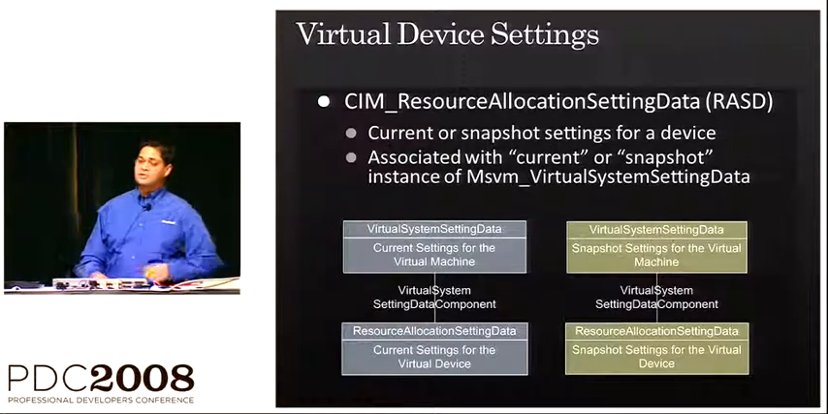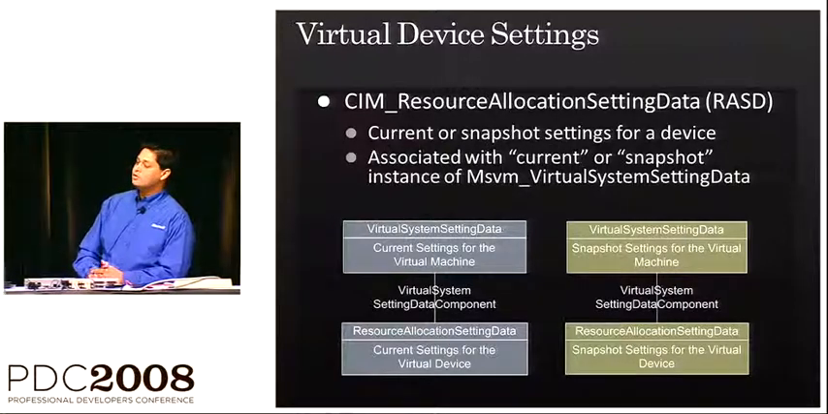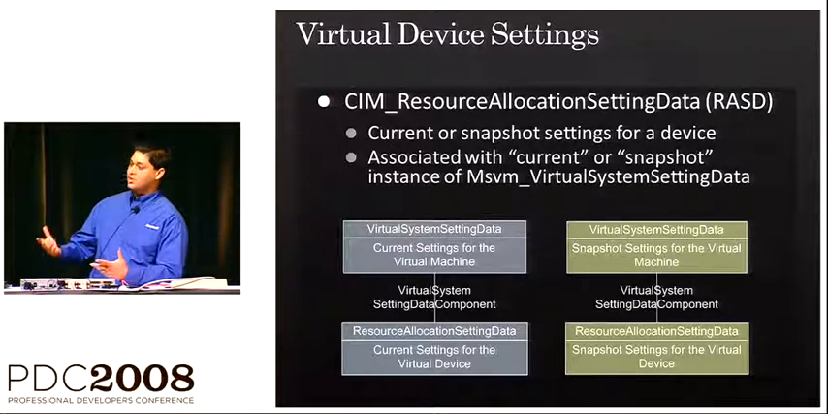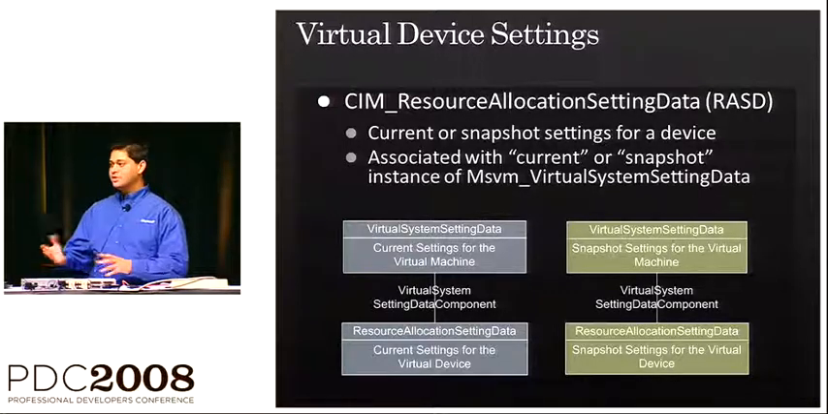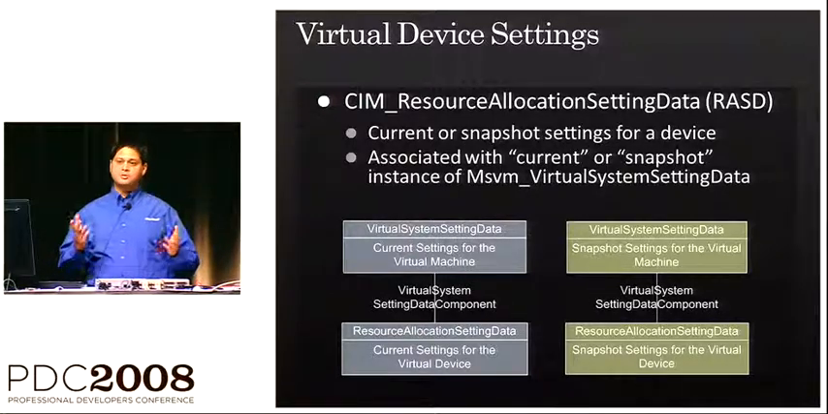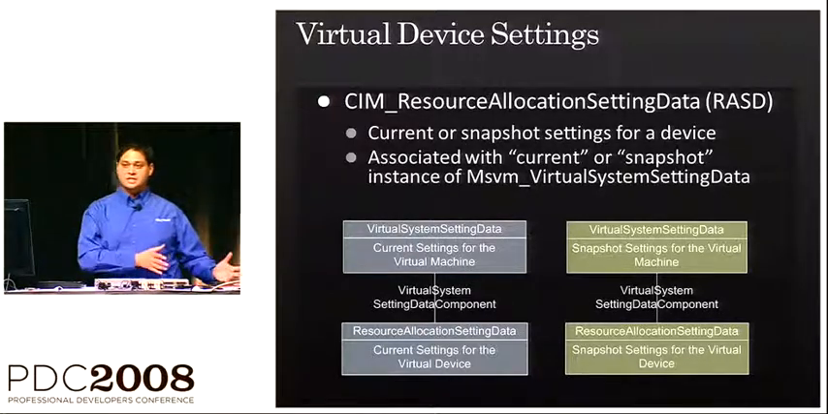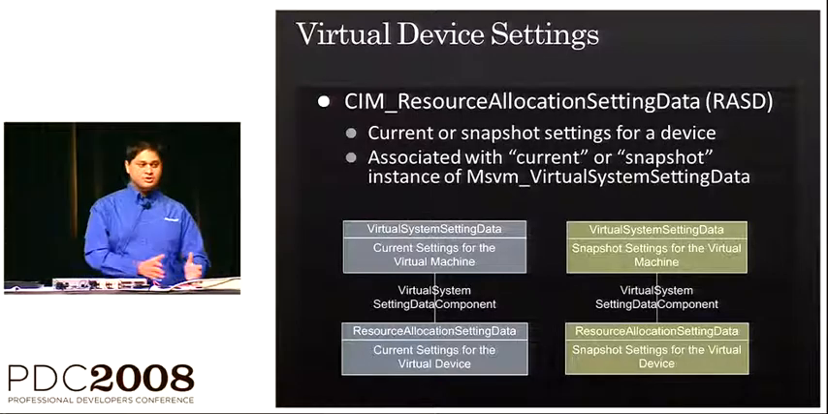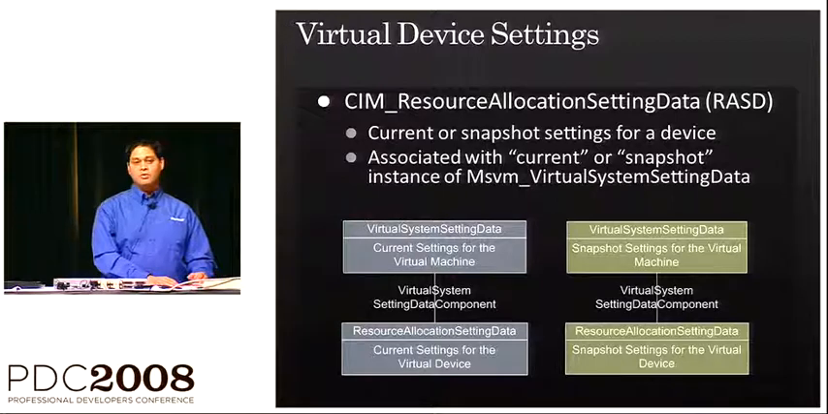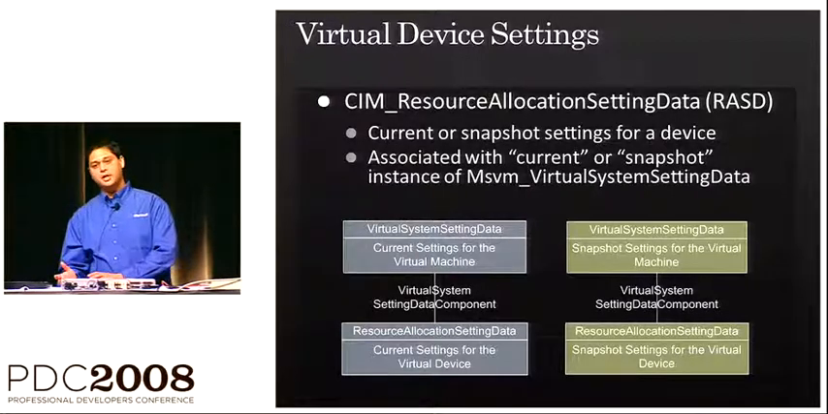So, virtual device settings. RASD is basically the abbreviation we use for the resource allocation setting data class. These are used to describe either the current or the snapshot settings for a device. Now, we saw with the virtual system setting data, or VSSD object before, that it's associated with the VM via settings defined state for the current or element setting data for a snapshot.